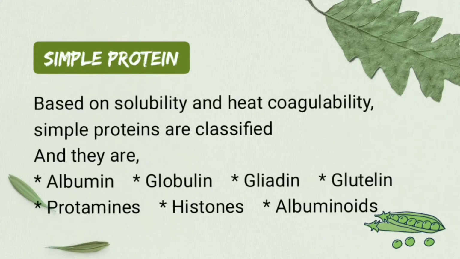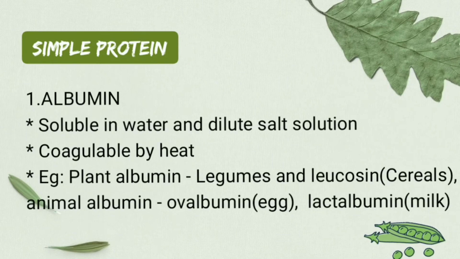Based on solubility and heat coagulability, simple proteins are classified, and they are albumin, globulin, gliadin, glutenin, albuminoids, histone and protamine. First one is albumin. Albumin is soluble in water and also in dilute salt solution. It is coagulable by heat. Example, plant albumin, that is legumes and leucosin. Leucosin is present in cereals. Animal albumins include ovalbumin in egg and lactalbumin in milk.